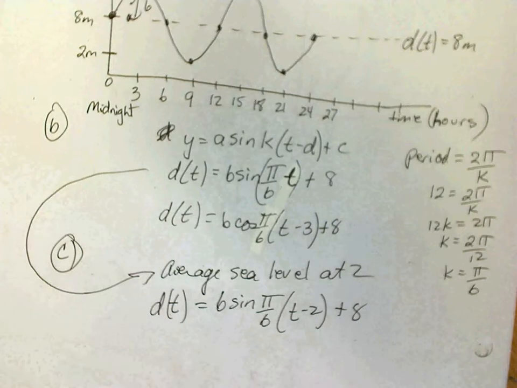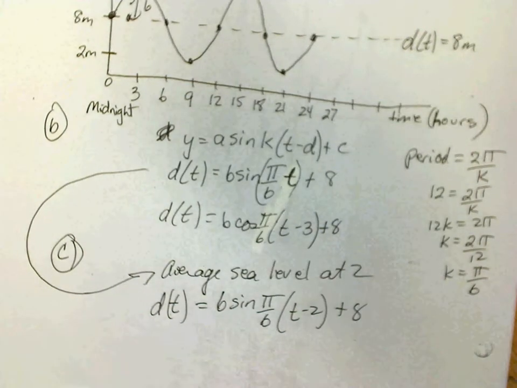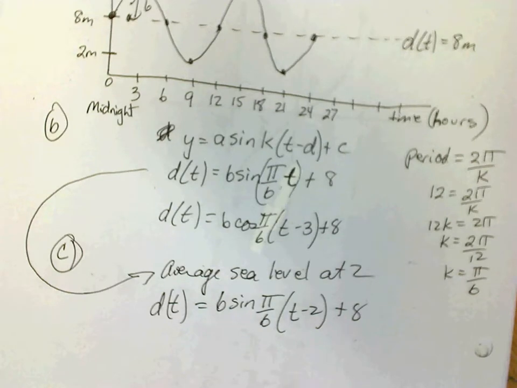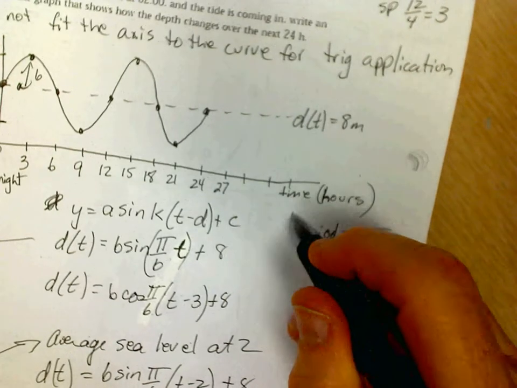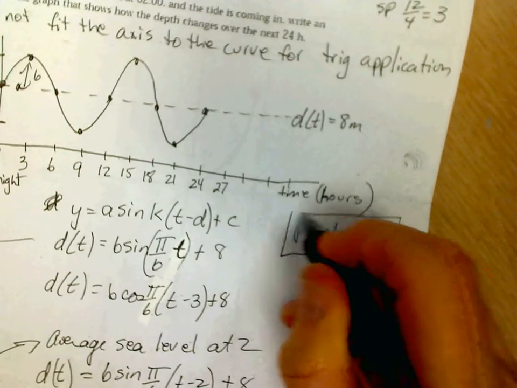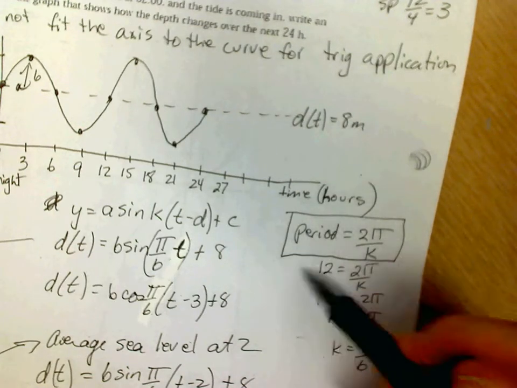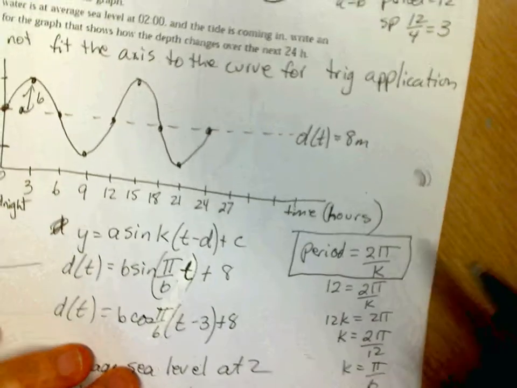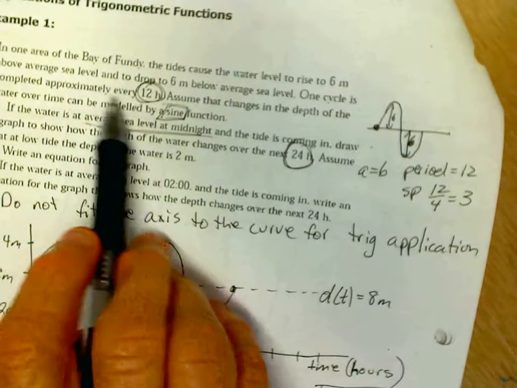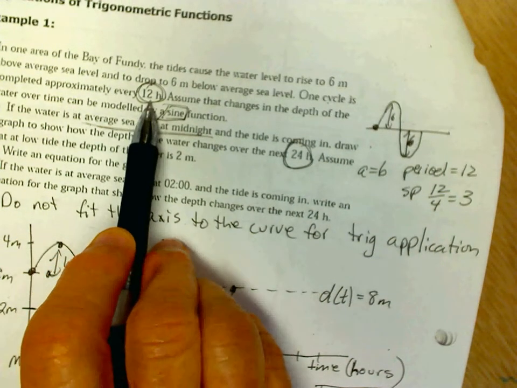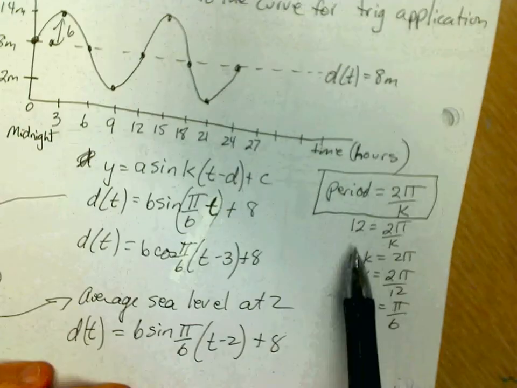Can I explain anything any better? I still don't really understand how we got pi over 6. The formula is period equals 2 pi by k, so we use this to calculate k. They tell us one cycle is completed every 12 hours, so the period is 12. So for the period, I sub in 12, and then I solve for k.